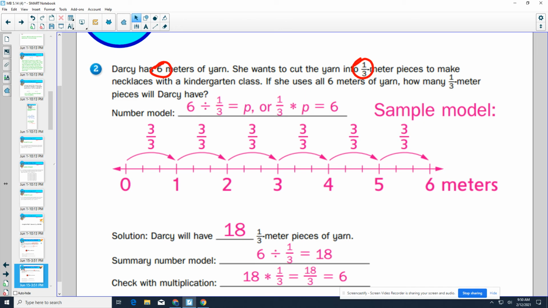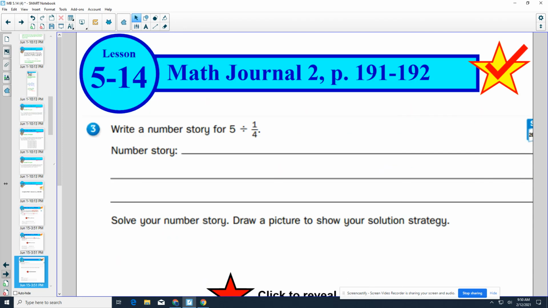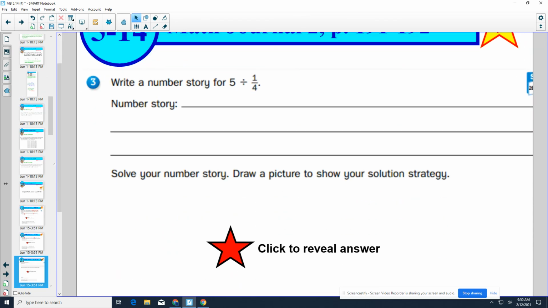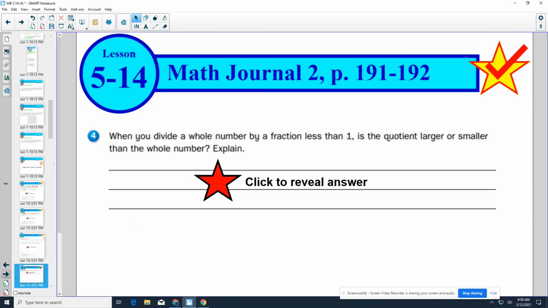Again, whatever letter you want to use. You could do a visual model. In this case, they like to do the number line to jump there. Found your solution, and then your summary number model. Number 3, you're going to write your own number story. So this is just a story problem for 5 divided by fourths. So think of something that you have 5 of, and you're splitting it up into fourths. And then you're going to write your number story, and then you're going to solve your number story. And then draw a picture for your solution.